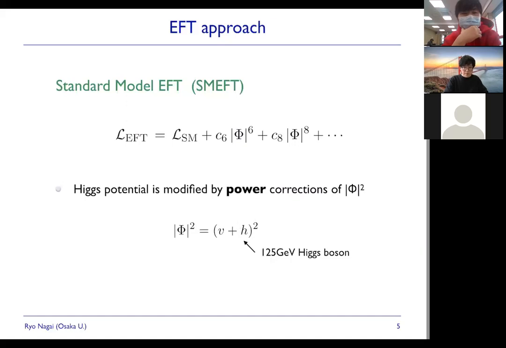In the SMEFT approach, we often assume that the higher mass dimension operators are much more suppressed than the lower mass dimension operators. This is a conventional assumption. But anyway, regarding the Higgs potential in the SMEFT framework, the BSM correction to the Higgs potential is parameterized by only this dimension six operator. This is the SMEFT framework.